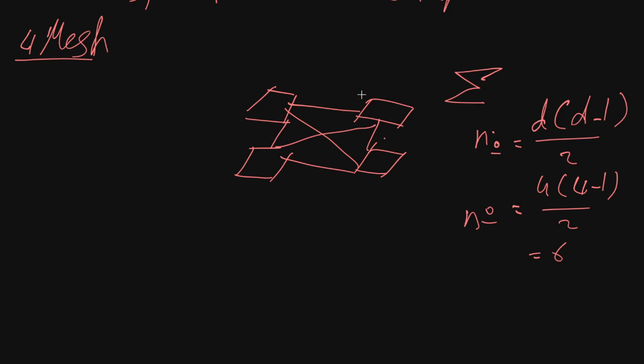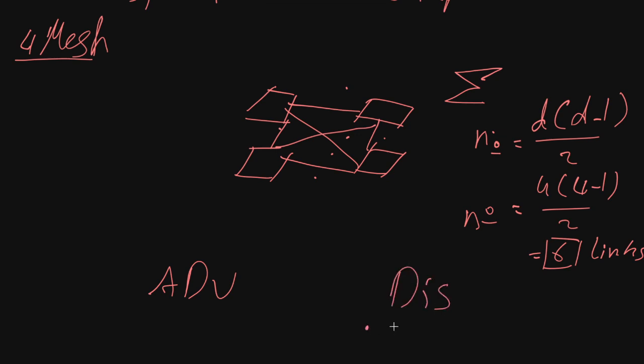We're going to count them: 1, 2, 3, 4, 5, 6. We have 6 connections or 6 links, which means this is a disadvantage and an advantage at the same time. The disadvantage here is cost. You need too much cabling.